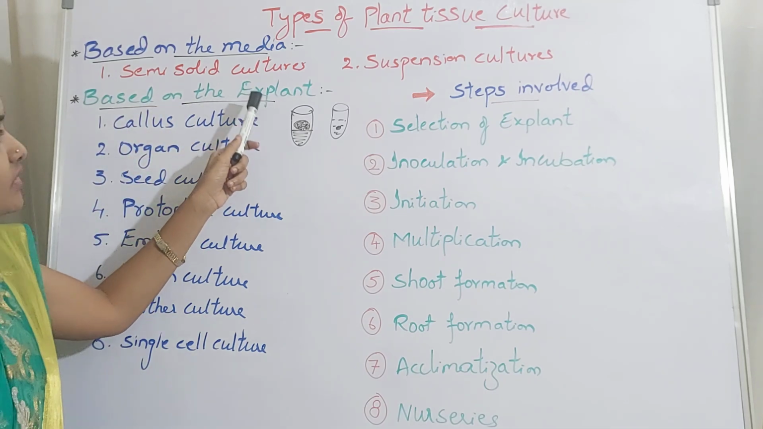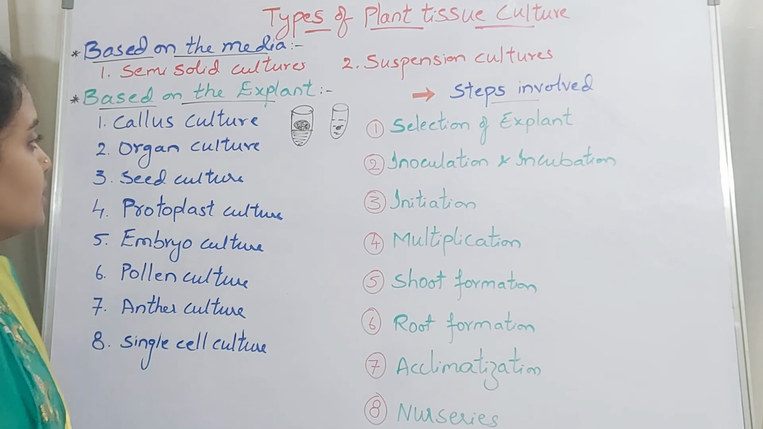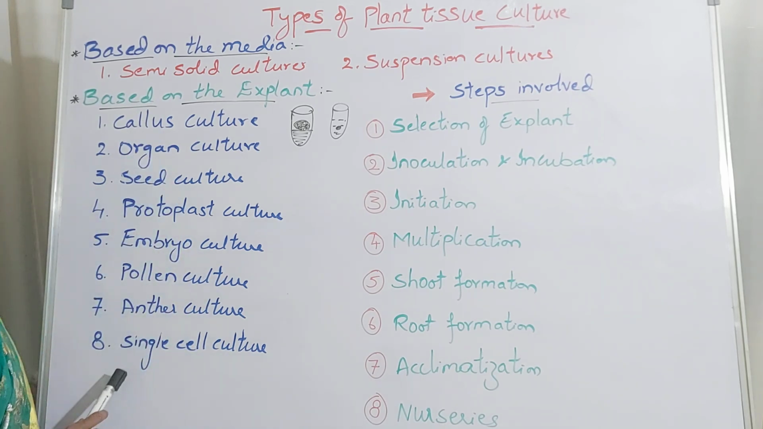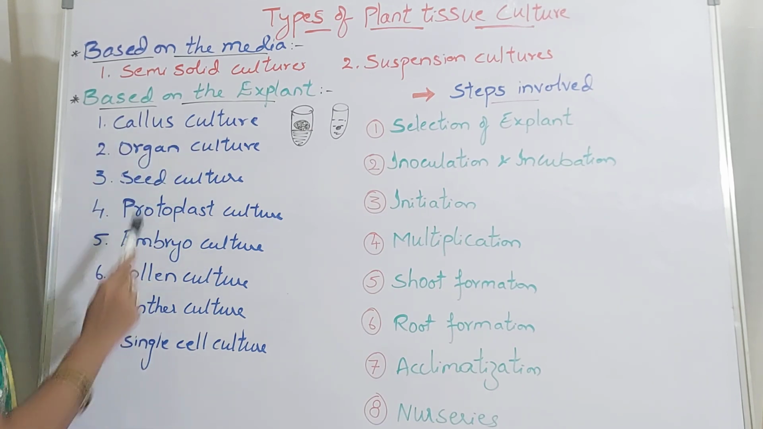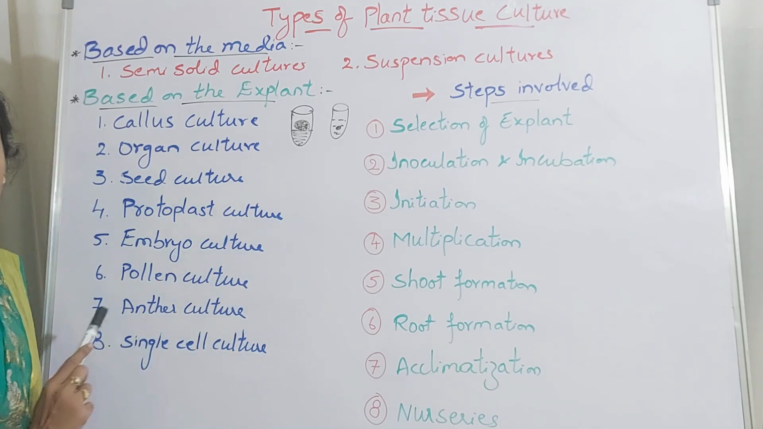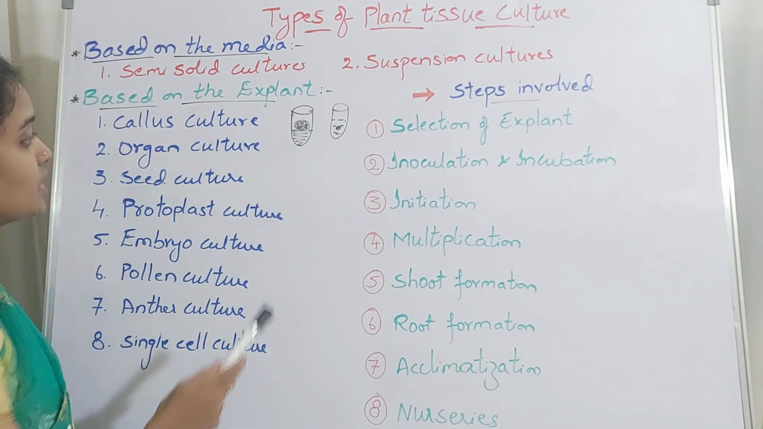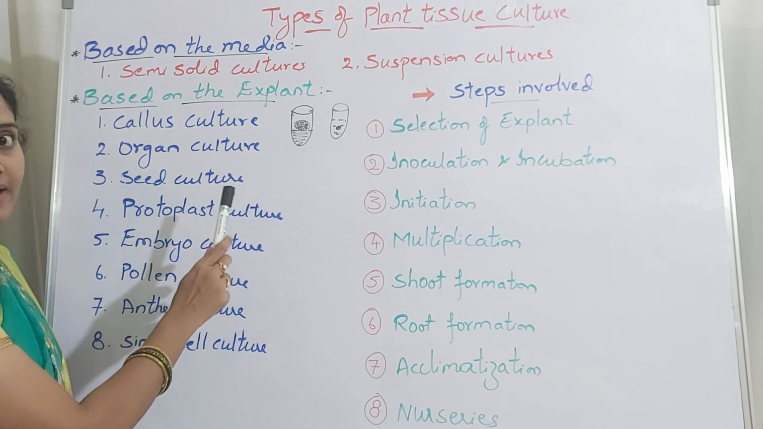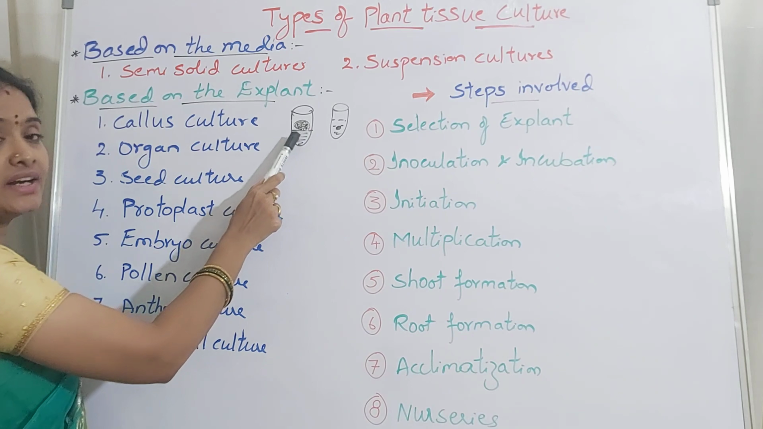So next, coming to the types of tissue culture based on the explant. Whatever explant we are using for tissue culture, the names of the cultures are defined based on that. So first one is the callus culture. So what is callus? Here you can see an undifferentiated mass of cells which are unorganized, right? These are unorganized, undifferentiated, dividing cells.